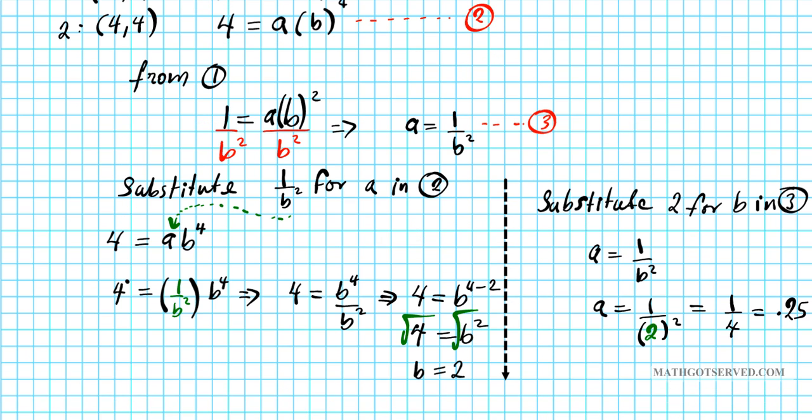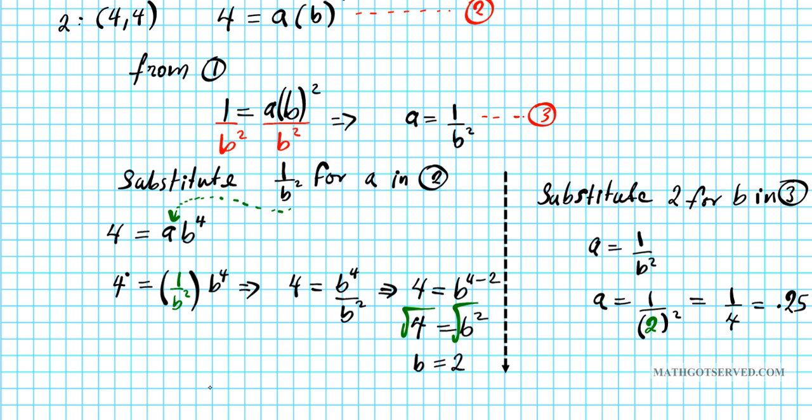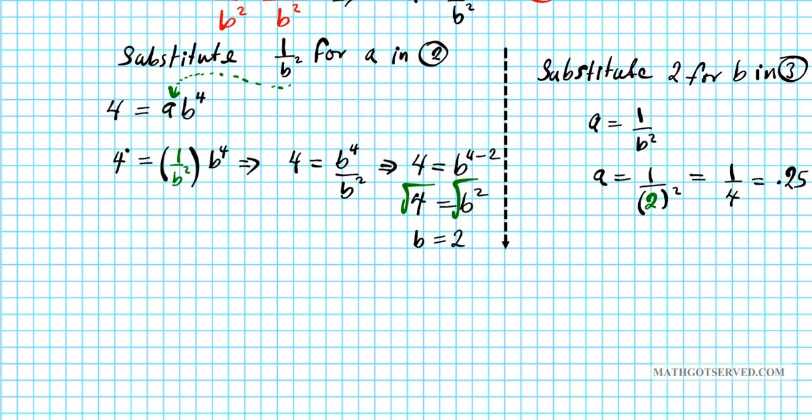Okay, so to finish this problem off, let's write down the equation of the exponential function. The equation is y equals a times b to the x. So a is 1/4 or 0.25. Let's use 0.25, and b is 2. So we substitute those values. Here we have y equals 0.25 times 2 to the x power. All right, so there you have it.